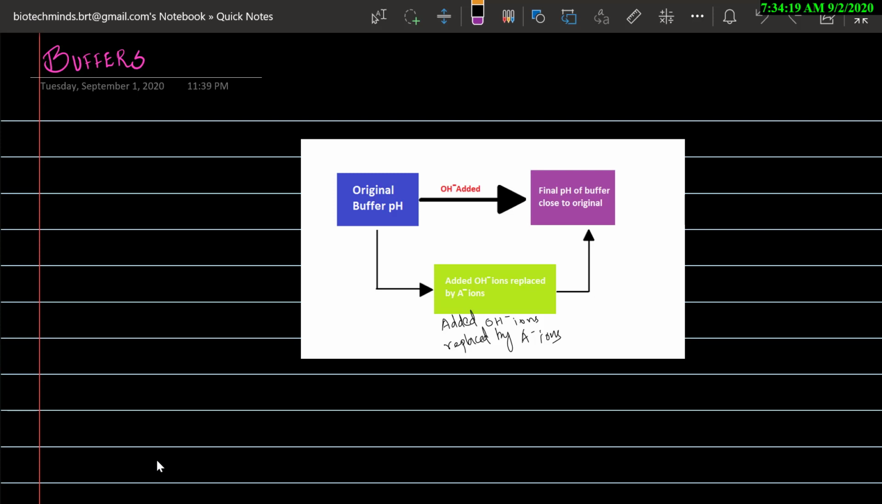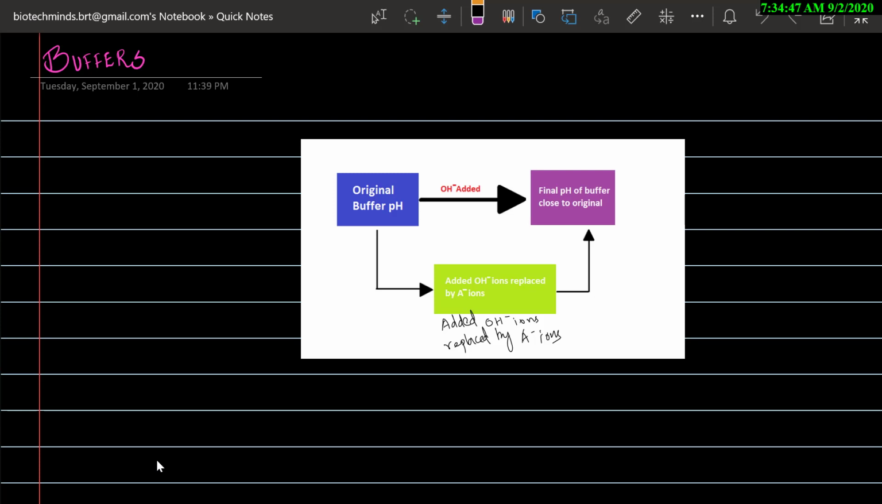Hello everybody. So today's topic of lecture is buffers, especially biological buffers in the course of biochemistry. So buffers, as the name implies, what does it mean? Buffers, we used to say, maintain a constant pH. In biochemistry, we say it maintains a constant pH. What do we mean by that?